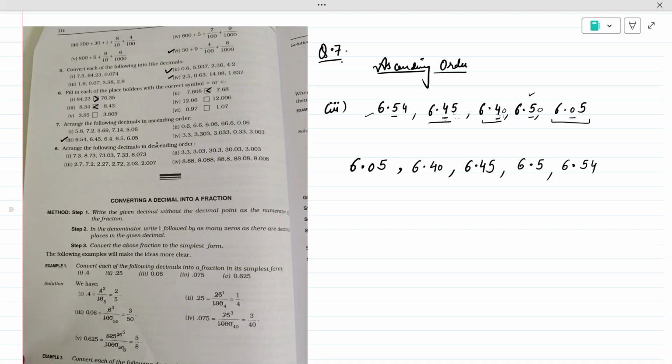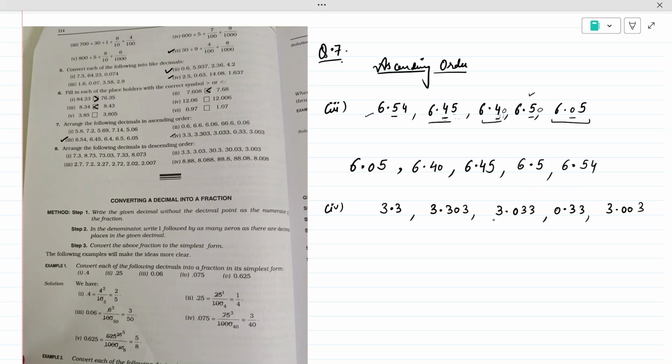Also, I am picking one more question. Let me pick the fourth question here. We have 3.3, 3.303, 3.033, 0.33 and 3.003.